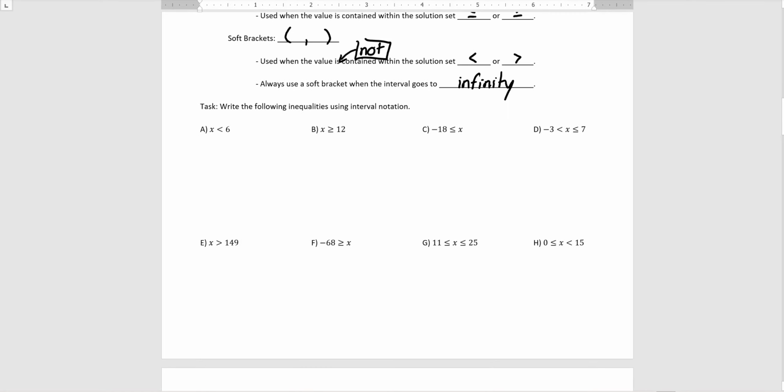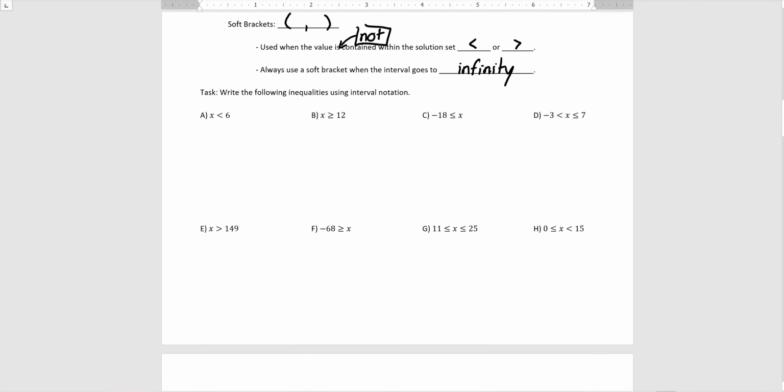All right, what we're going to do now is write some of these inequalities in interval notation. Looking at letter A, x is less than 6. That's saying x can be any value less than 6. So what's the smallest value x can be? By smallest we mean most negative. Think about it on a number line. How far to the left can we go if x is less than 6? The answer is all the way to the left. We could go to negative infinity.